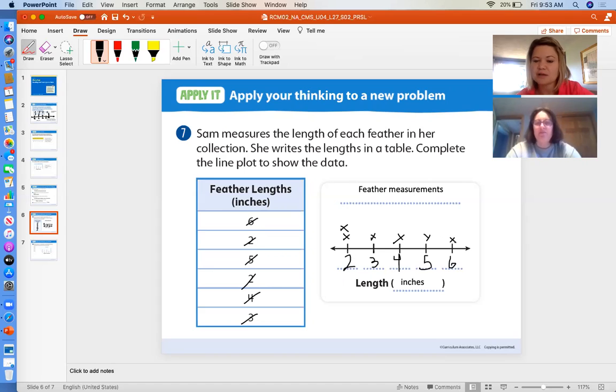So I did it Mrs. Walker's way. A little different from me, but it totally works, right? So do what's best for you. And that's all we had to do, because all it wanted us to do was complete the line plot. So you answered all those questions right there and you're done. It didn't ask us how many of each number, none of that.